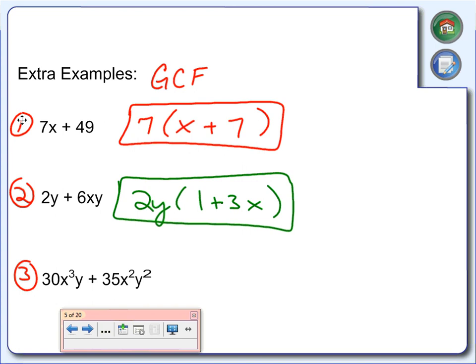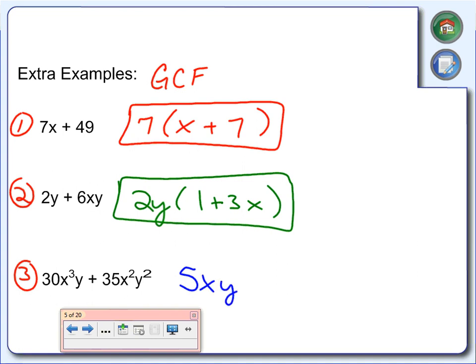Number 3. This time we have 30x cubed y plus 35x squared y squared. Let's start with the big numbers, the coefficients. 30 and the 35. What's the biggest number that will go into a 30 and a 35? 5. But notice they both have what letters in them? X and a y. Now here's where it's a little bit tricky.